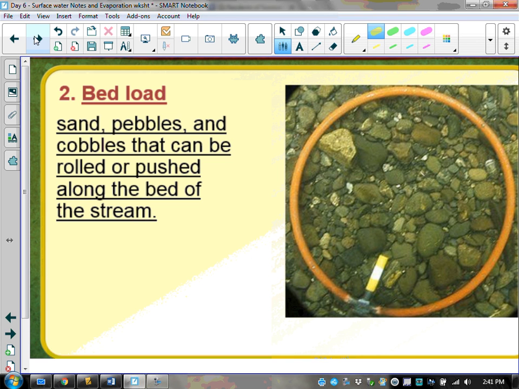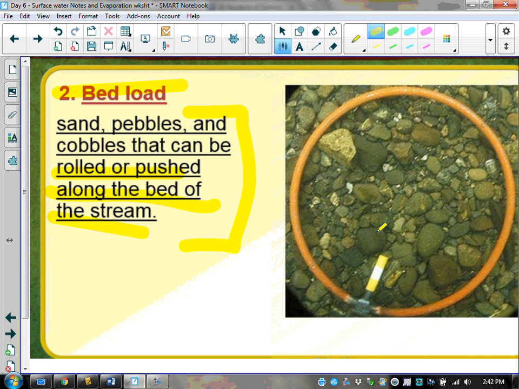The second type of stream load is what's called a bed load. You could probably figure out what this means. So number 2, where it says method of transport, you're going to put bed load. For this description, you could probably shorten it: it's anything that's being rolled or pushed along the bottom of the stream. It's not floating in the water, it's not mixed into the water, it's just slowly being pushed.